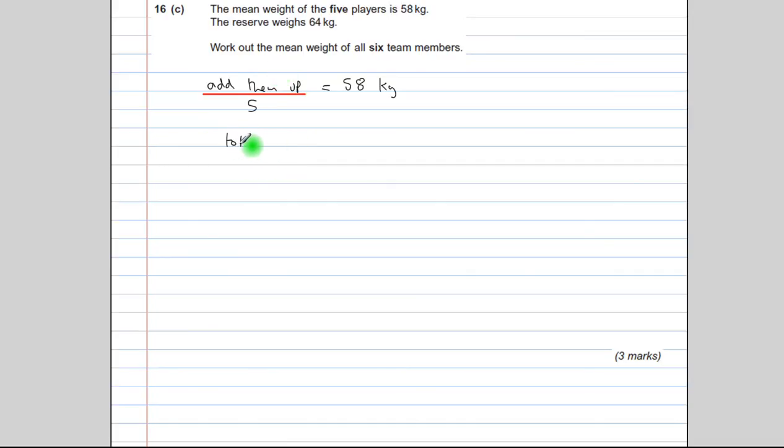And to do that, we're going to cancel out dividing by 5 by multiplying by 5. So we're going to do 58 multiplied by 5. A quick tip for multiplying by 5 is to multiply by 10 and then half it. So if I times by 10, I get 580, and if I half that, I get 290 kilograms. So this is for 5 players.